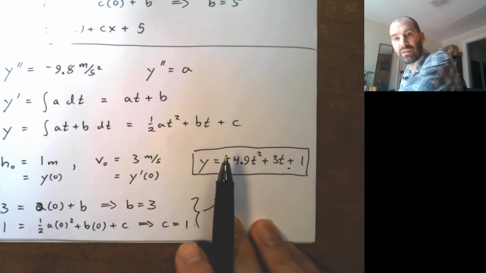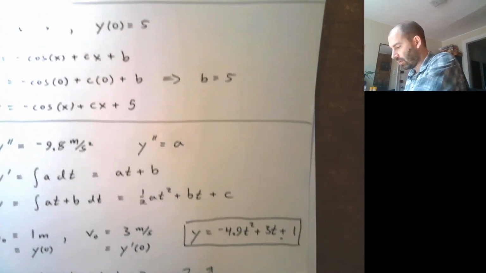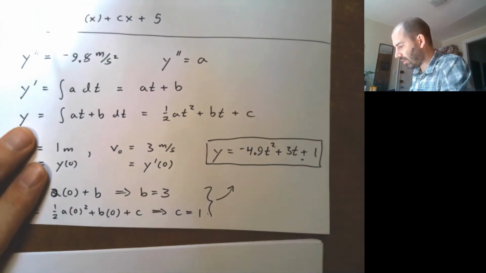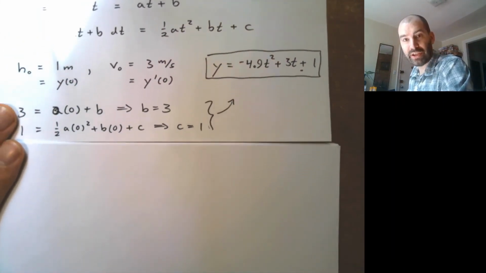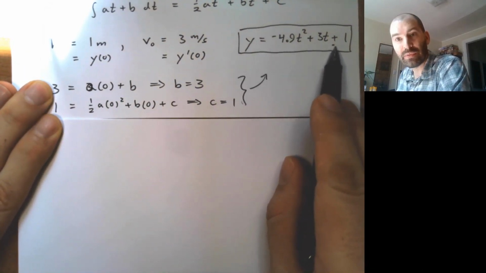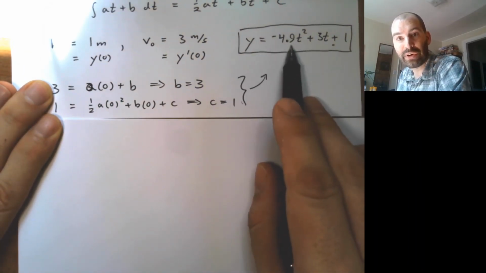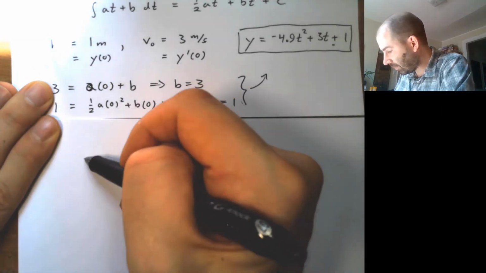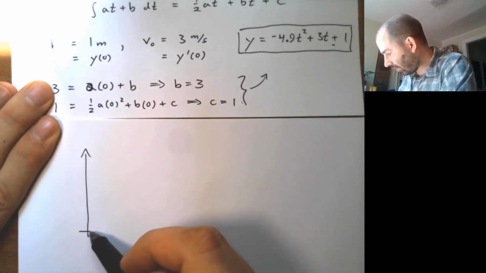And I just want to point out some other observations here. What kind of function is this? Well, it's a quadratic function. It's a second-degree polynomial. So let's just draw its graph.